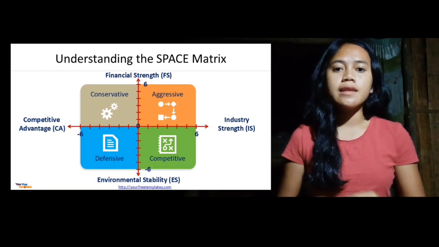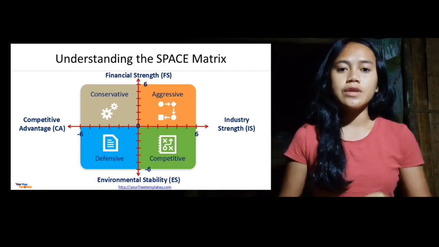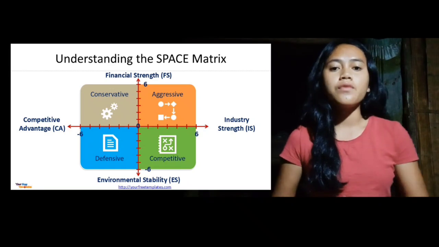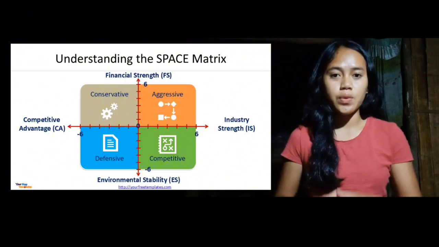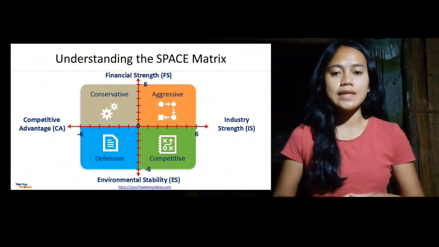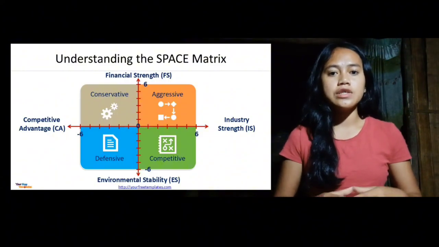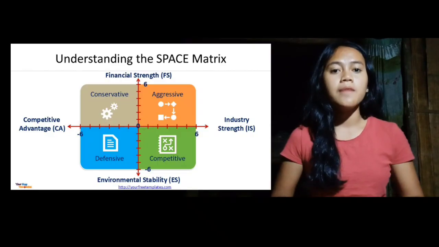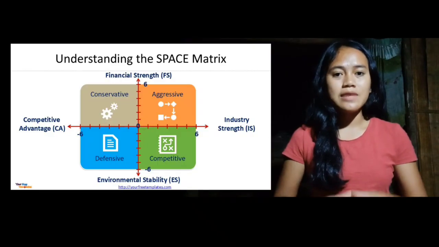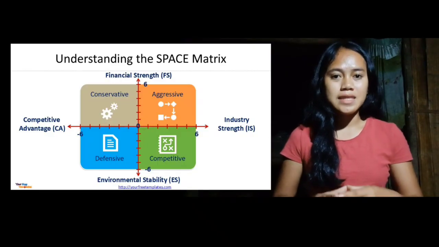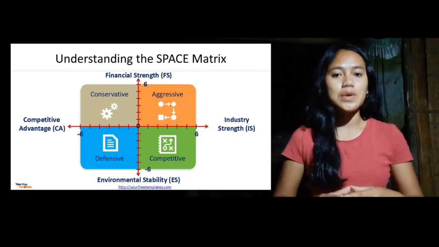For environmental stability, it is on the bottom of the quadrant, the y-axis, with -1 for the best to -6 for the worst, with -1 closest to the center. Last, the financial strength is on the top of the quadrant, the y-axis, with +1 for the worst to +6 for the best, with +1 closest to the center.